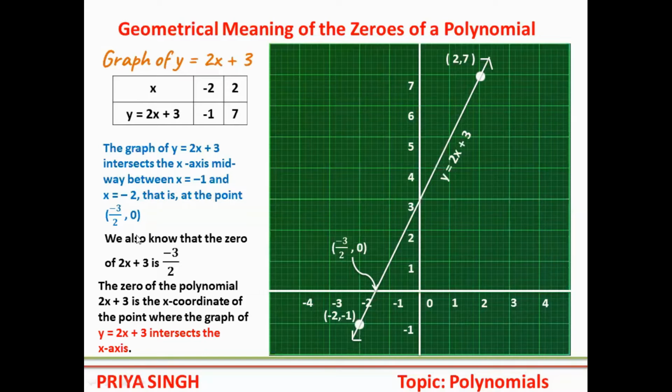What is the zero of a polynomial? The value of x at which the polynomial's value will be 0. If I put -3/2 in our equation, I'll get the answer as 0. That is what is meant by the zero of a polynomial. So we are done with the linear one.